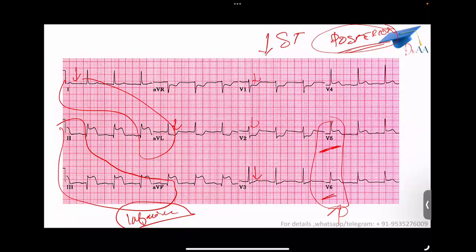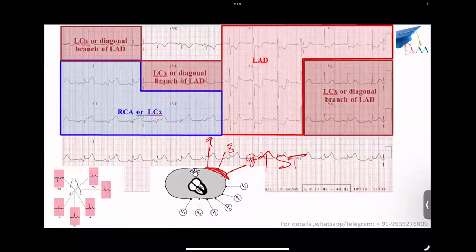Okay, sir. Sir, what is the cause for the reciprocal changes? It's basically the electrical activity that is happening. The lateral and the inferior are kind of opposite to each other in the anatomical position. If you go across to the heart positions here, they're kind of opposite. So you're seeing the lateral here, inferior here. They're kind of opposite to each other. That's the reason you see the reciprocal changes.